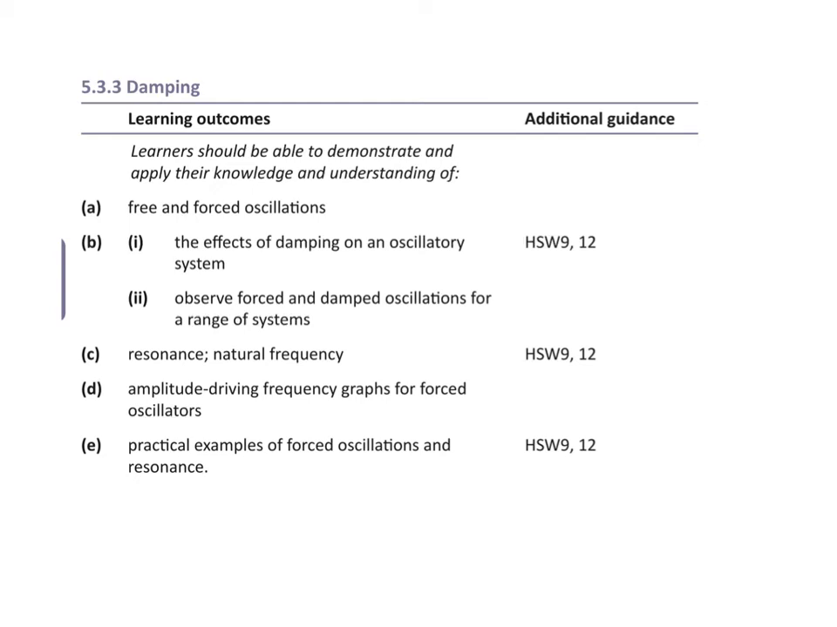Hi everyone, today we're going to be looking at damping. So what do we mean by free and forced oscillations? The effects of damping on an oscillatory system, so how damping can affect anything that's oscillating basically. The observed forced and damped oscillations for a range of systems. What do we mean by resonance and natural frequency? You will also look at amplitude and driving frequency graphs and practical examples of forced oscillations and resonance.